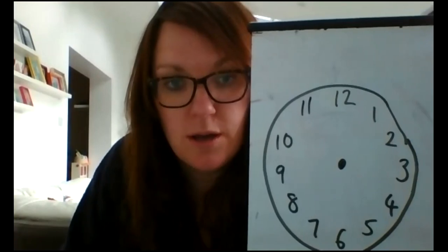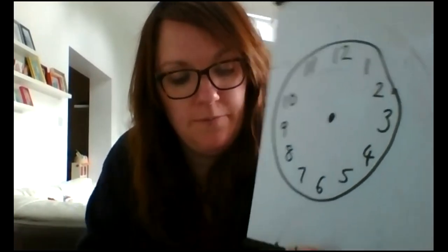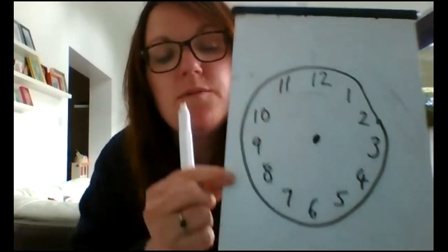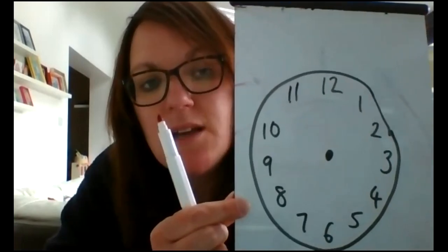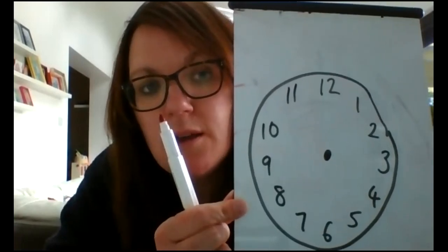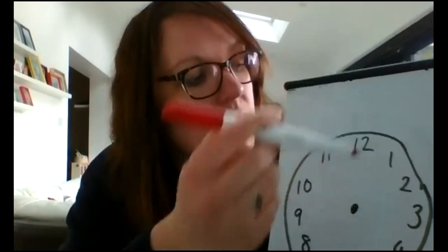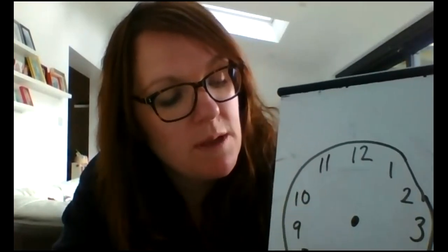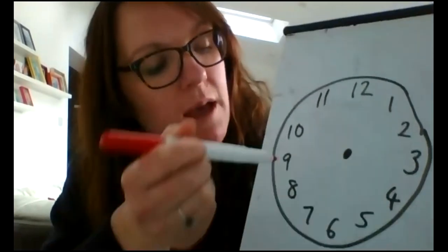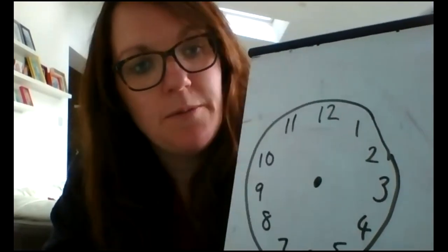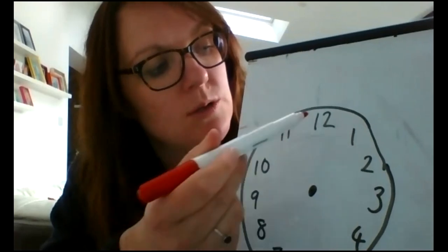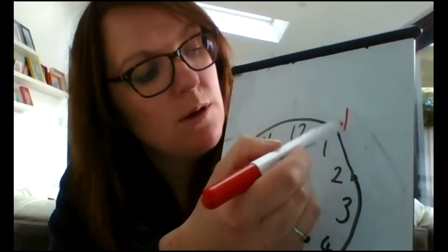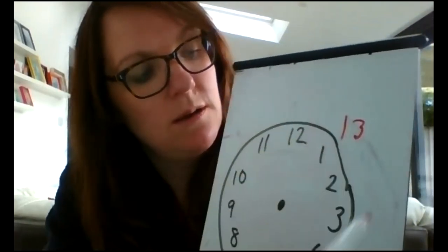24-hour clock. Okay, so on your piece of paper in front of you, then what I would like you to do is add on the 24-hour time. So we've gone midnight, 1 a.m., 2 a.m., 3 a.m., 4 a.m., 5 a.m., 6 a.m., 7 a.m., 8 a.m., 9 a.m., 10, 11. Okay, 12. And there we go. 13.